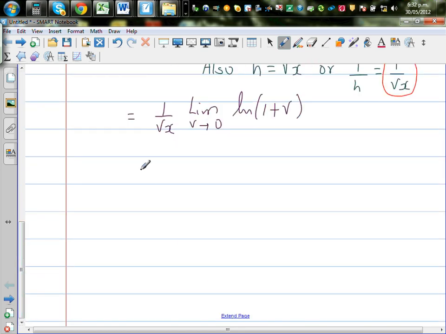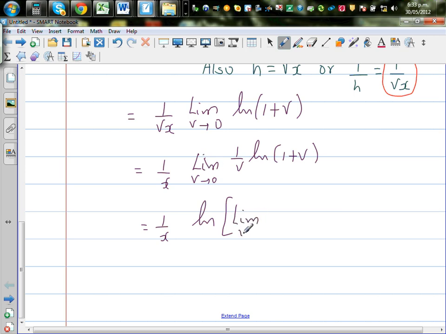Okay, we're almost there. So this is equal to, I'll factor out the 1 over x and take 1 over v inside. That's the limit when v approaches 0 of 1 over v times natural log of 1 plus v. This is equal to 1 over x times natural log of, I'm going to take the limit inside. So I can say the limit when v approaches 0 of 1 plus v, with the natural log outside. Applying the log rule, I can write 1 plus v raised to 1 over v. I should write one step here.